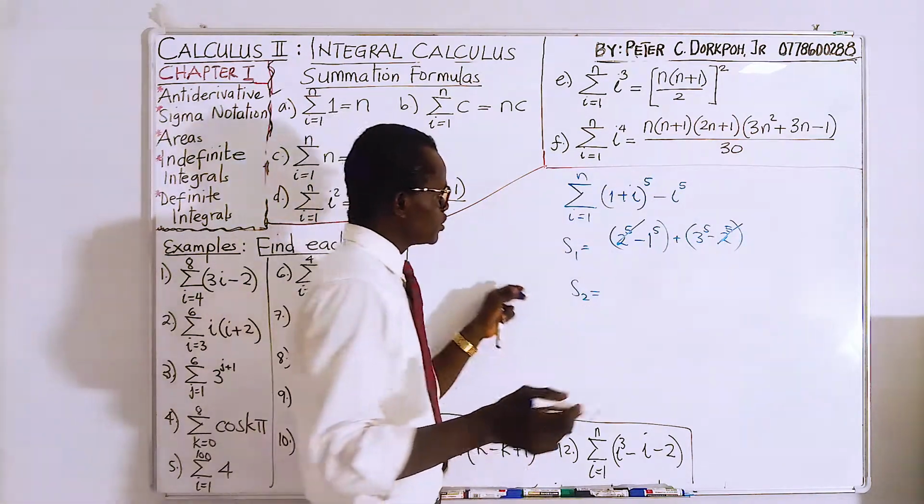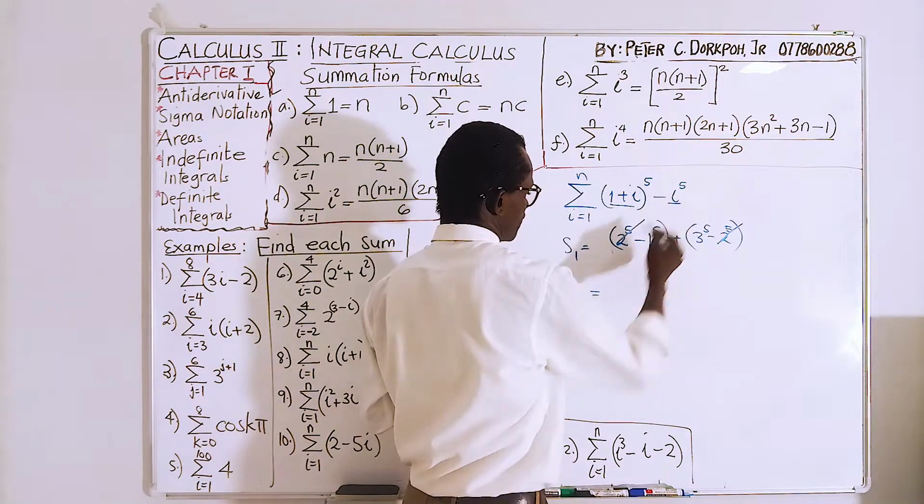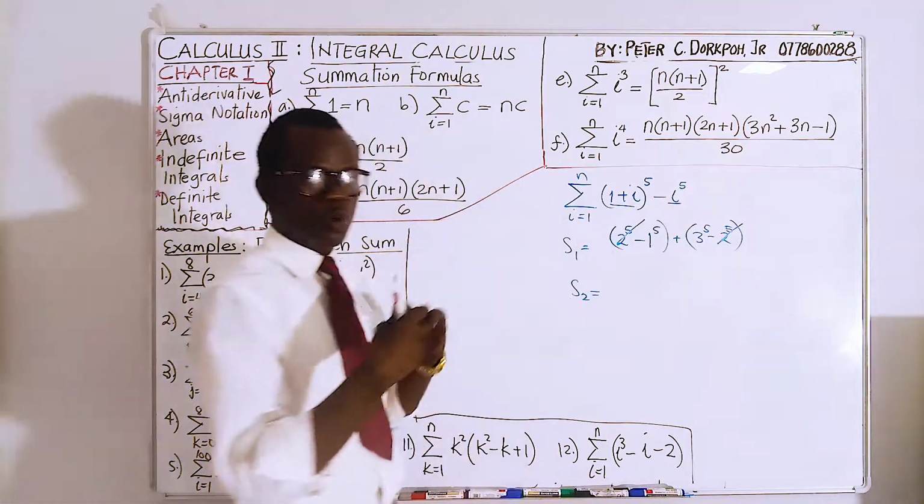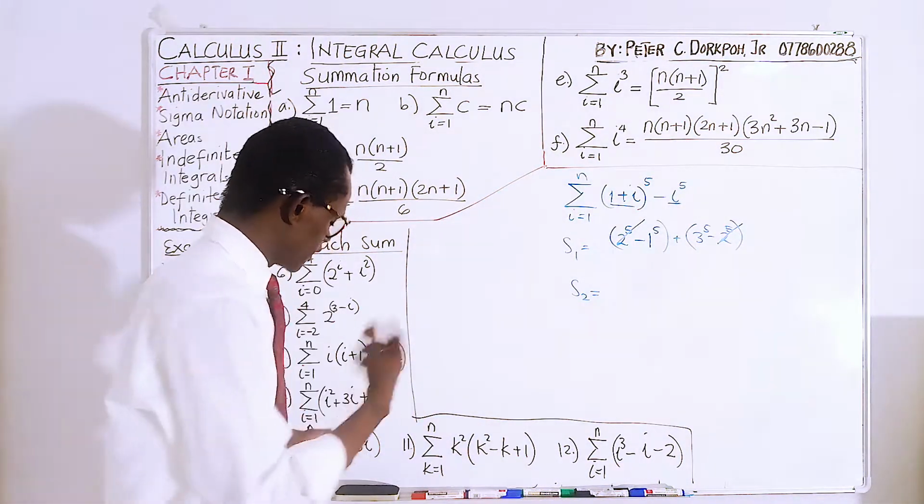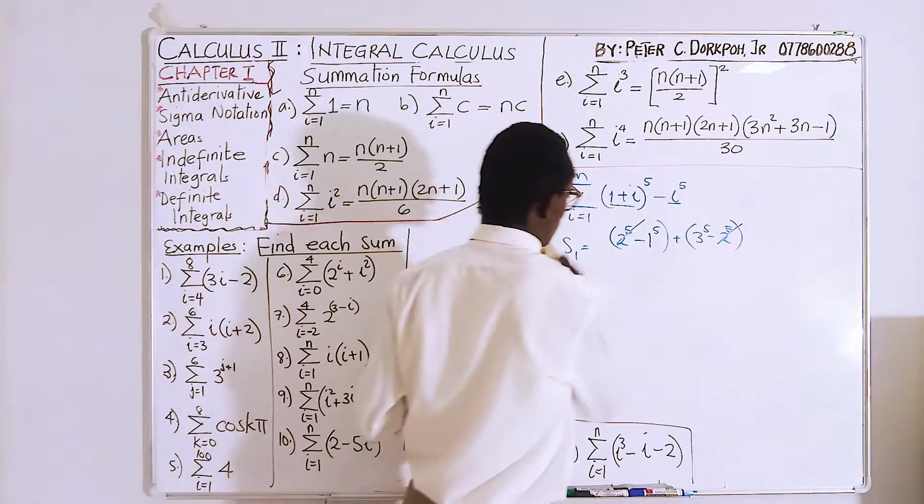And then the next thing you need to do is expand this one for your S2. Then you equate the two of them, and then you factorize, and you get your final answer.